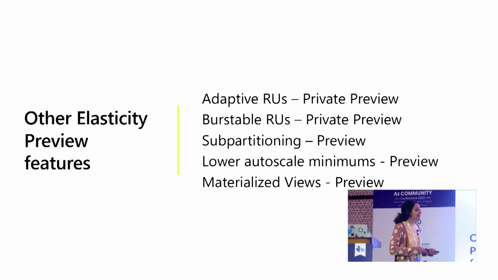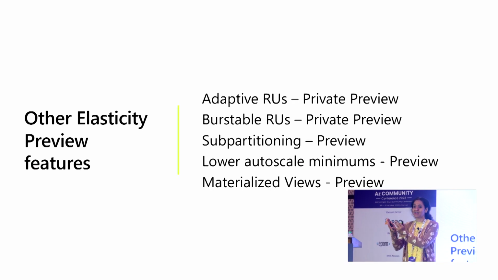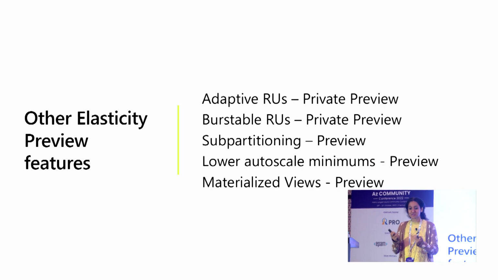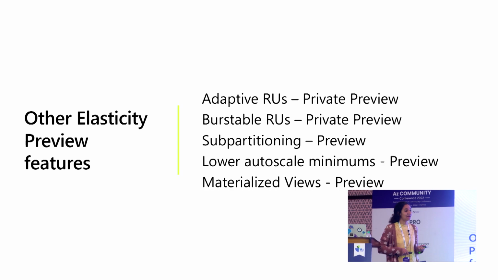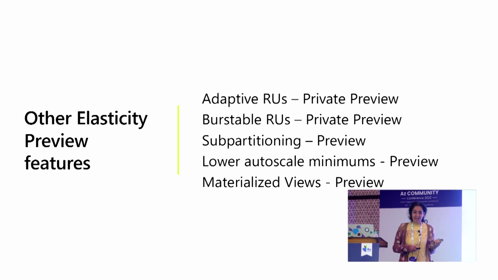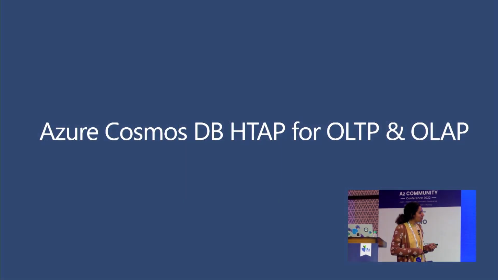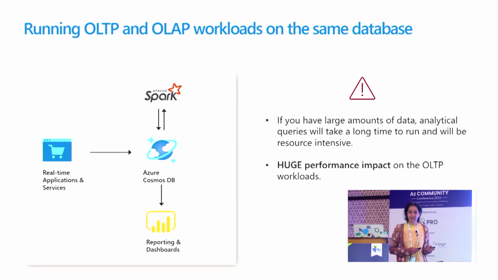And by adaptive RU, what we mean is if one of the partitions is getting hot and other partitions' RUs are getting kind of wasted, we are able to move those. So these are things that will come out which will help Cosmos DB address cost constraints or RU hot partitions, and these are actively being worked upon as we speak.